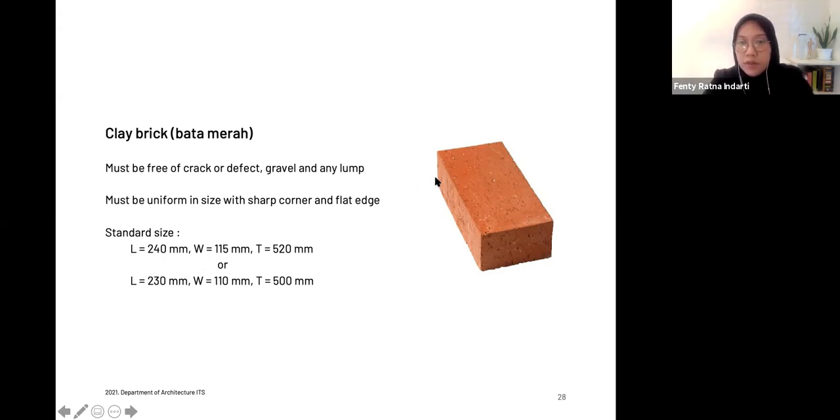So the length could be around 240 until 230 millimeters, and the width is around 110 until 115, and the thickness, T is the thickness, is around 520 until 500 millimeters.